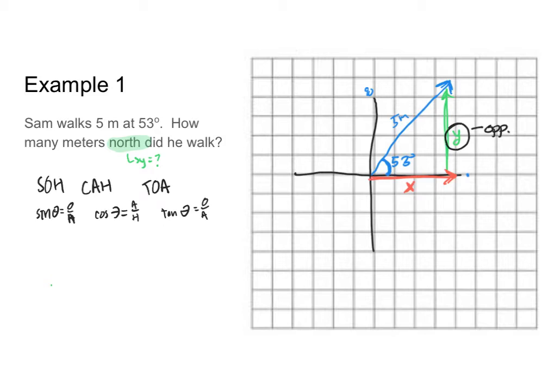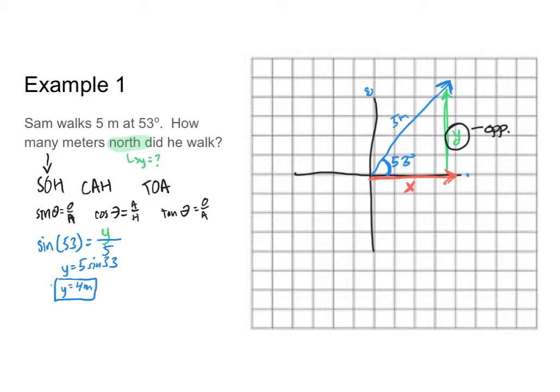So from my problem, I know my hypotenuse, and I'm trying to find y, which is my opposite side. So I've got hypotenuse, I've got opposite side. That means I am going to use sine. So what I can say is that the sine of 53 degrees is equal to my opposite side, y, which I'm going to keep in green, divided by my hypotenuse, which is 5 meters. So multiplying that out, I can say y is equal to 5 times the sine of 53, which gives me that y is equal to 4 meters.